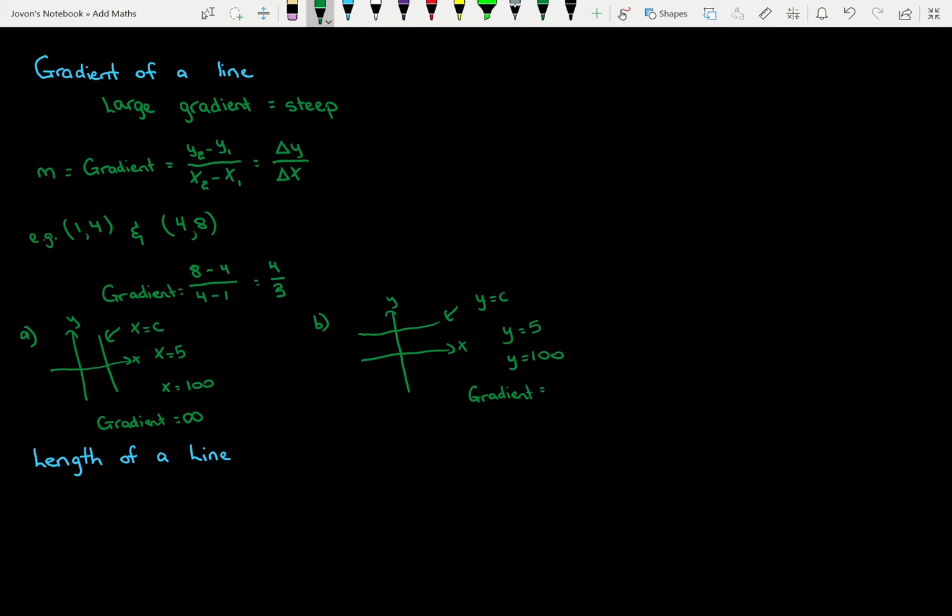is equal to 0, because basically the gradient tells you how much y changes when x changes, okay? And what you can see here is as x increases, as x goes this way, the y value does not change. So therefore there is no change in y value, so the gradient is 0. For this one now, there is an infinite gradient because it is a vertical line going straight up, okay?